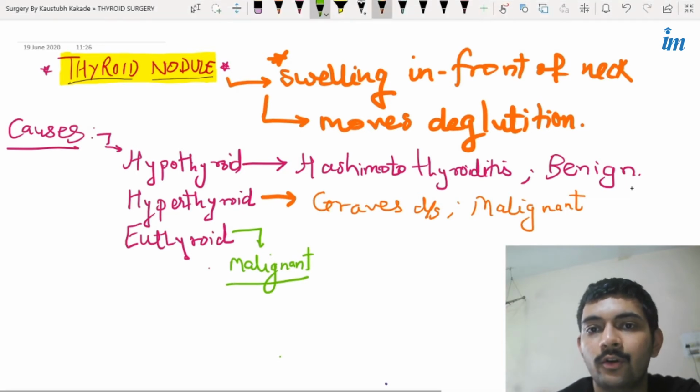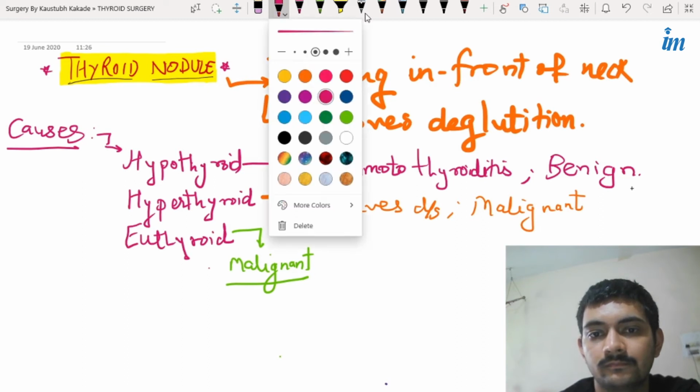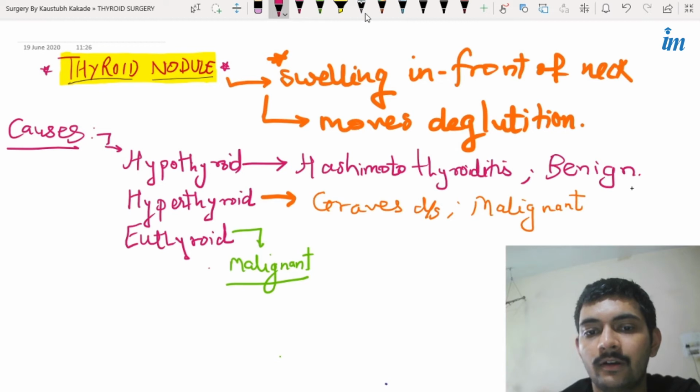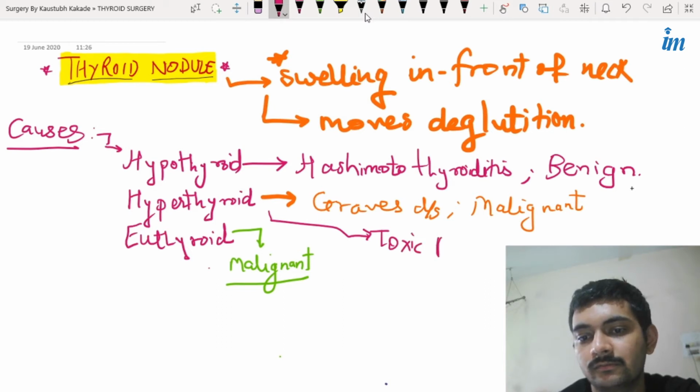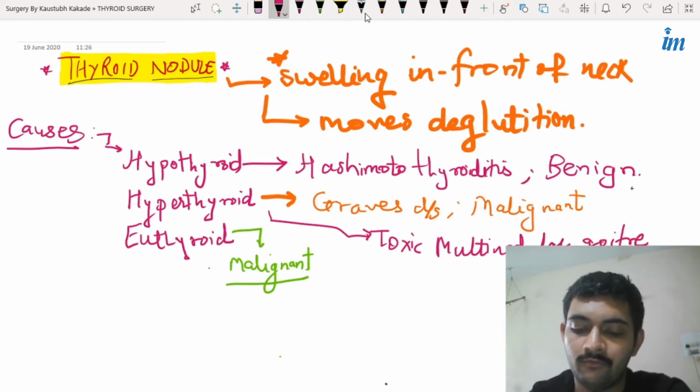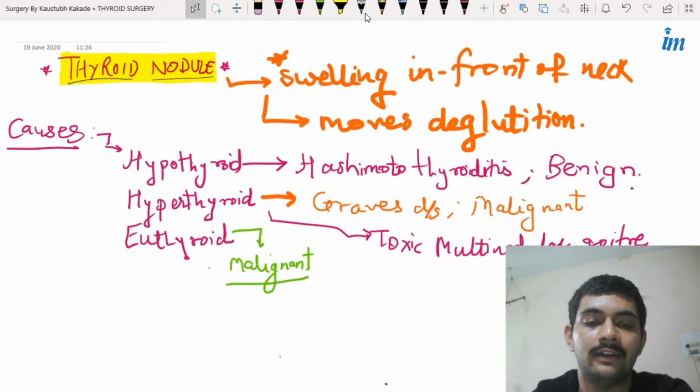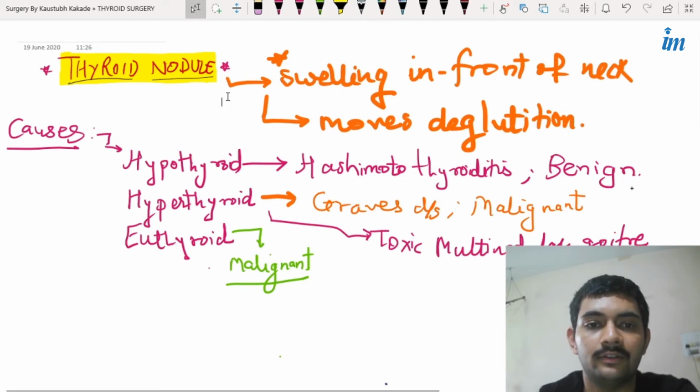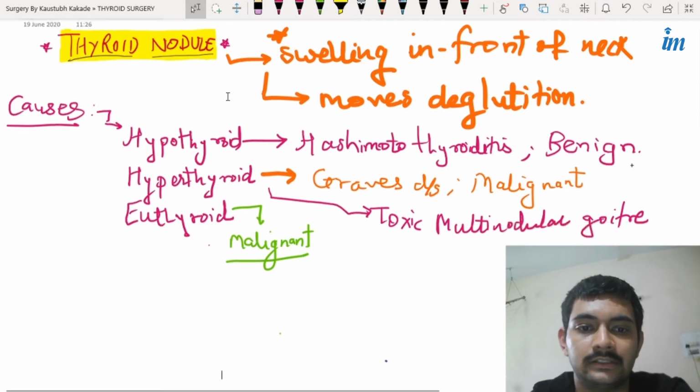One more interesting point to be added over here is that in hyperthyroid patients, even toxic multinodular goiter is going to present to you with a hyperthyroid swelling, right?